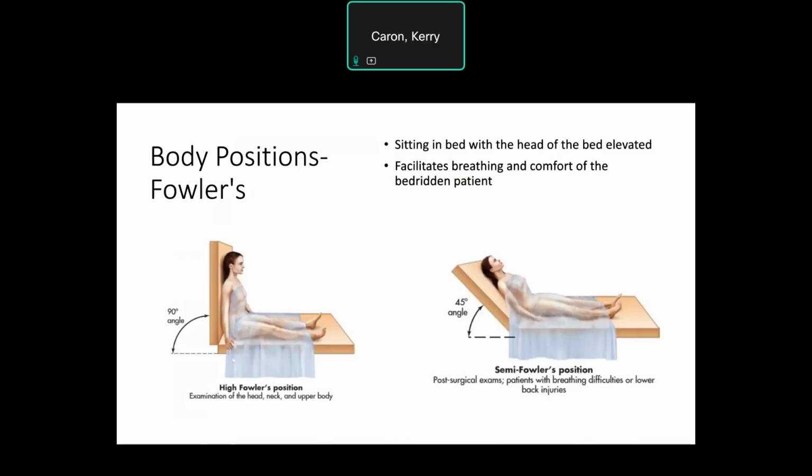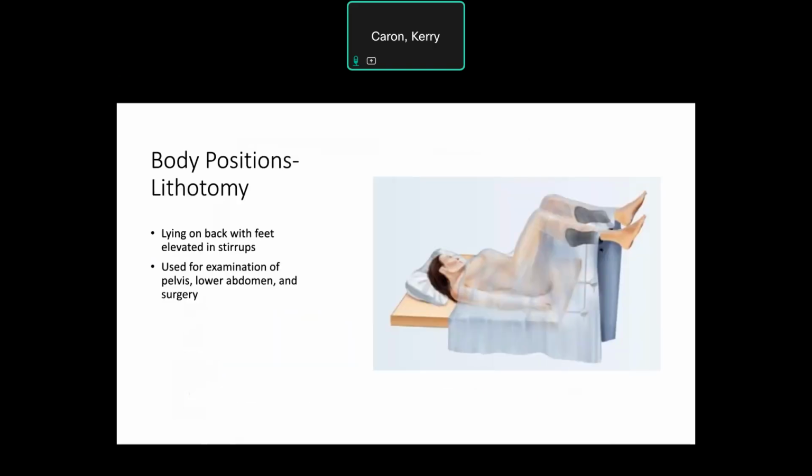Here we have Fowlers and semi-Fowlers. Fowlers, we also call this high Fowlers, would be someone sitting at a 90-degree angle. Semi-Fowlers would be a 45-degree angle. And it helps with breathing, comfort, feeding someone so they don't aspirate. The lithotomy position, so the person would be supine, laying on their back, feet elevated in stirrups. And this is for examination of the pelvis or lower abdomen.